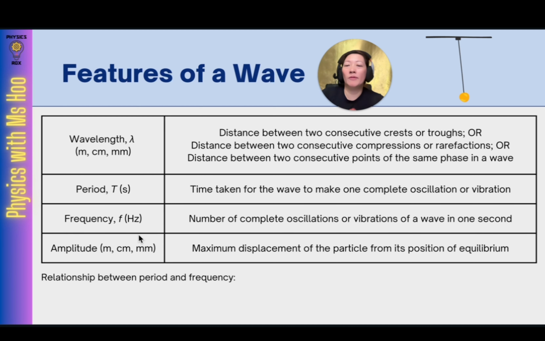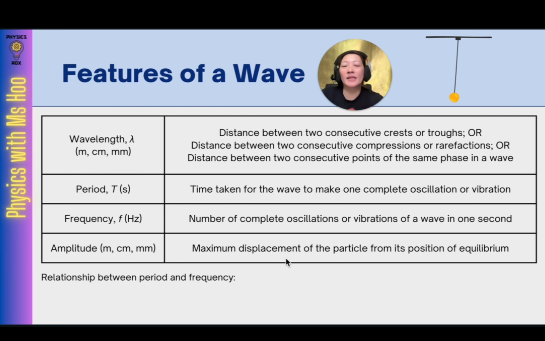Frequency is normally represented by the small letter f, and it's measured in hertz. Frequency is the number of complete oscillations or vibrations of a wave in 1 second. So for frequency, you can think of it as how frequently something occurs, how many waves there are in 1 second, how frequently this wave is oscillating in that 1 second. We use 1 second because the second is the SI unit of time.